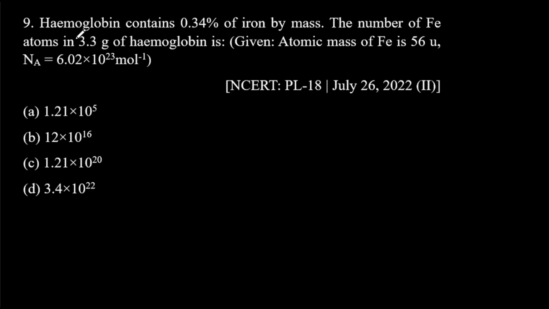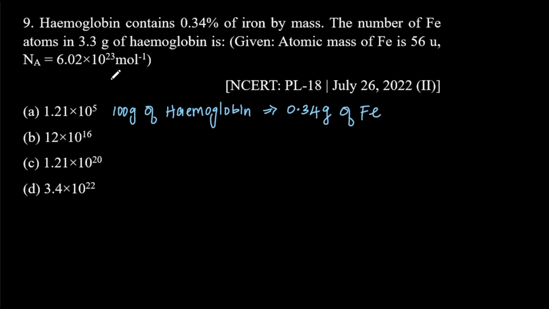The next question is, hemoglobin contains 0.34% of iron by mass. So in the first line mass percentage is given. So in the solution, hemoglobin has 0.34% of iron present. So from this what we can write? In 100 grams of hemoglobin, 0.34 gram of iron is present. So the first line, hemoglobin contains 0.34% of iron by mass, tells us that 100 gram of hemoglobin contains 0.34 gram of iron.